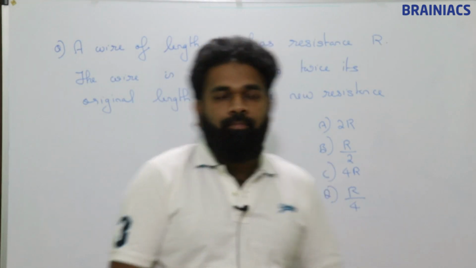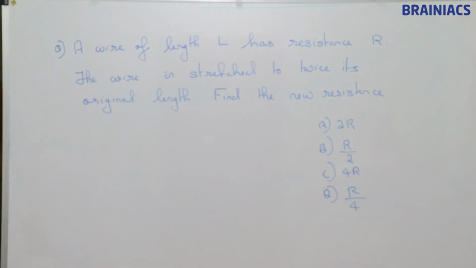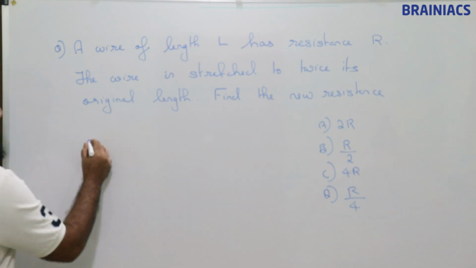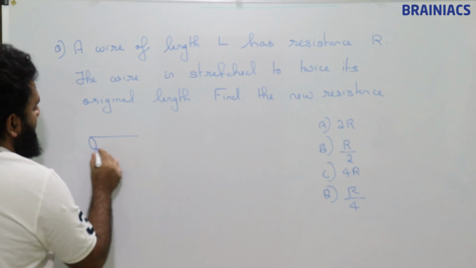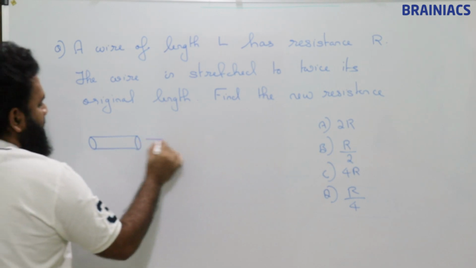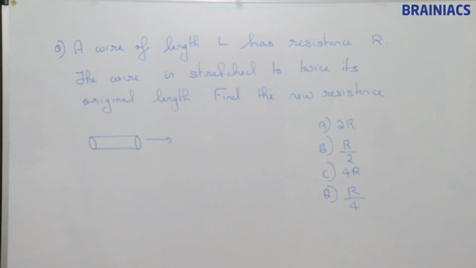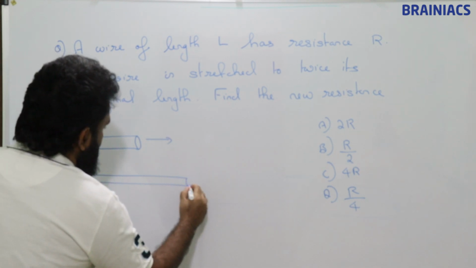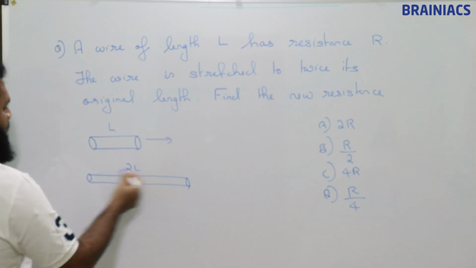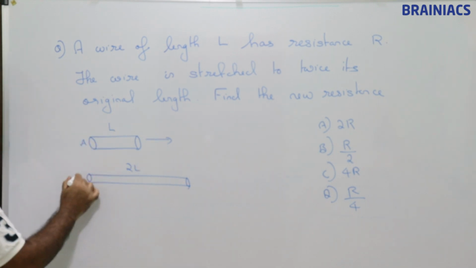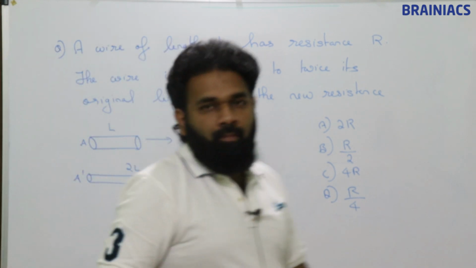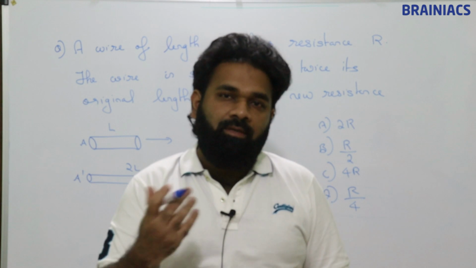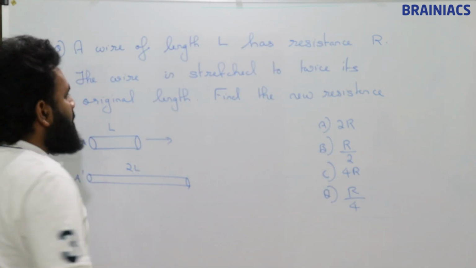We will do a question. A wire of length L has resistance R and wire is stretched to twice its original length. Find the new resistance. So if this is a wire, now I am stretching it and increasing its length. So what happens if I increase the length to double? If this is L and this is 2L, if its area of cross section is A, its area of cross section will be different. Okay, when we stretch something, definitely its area is going to get reduced. So that we will have to consider here.